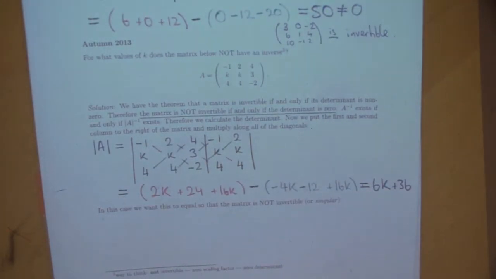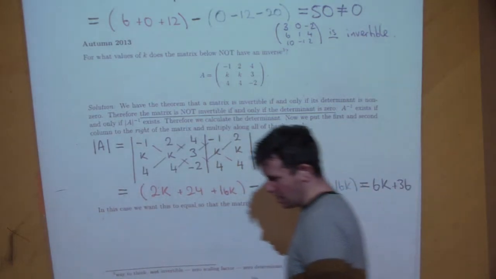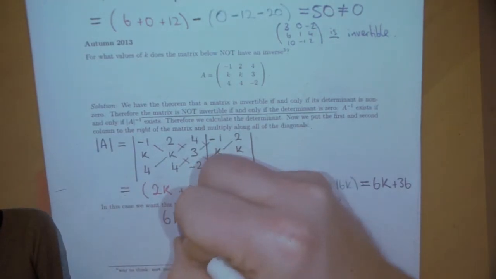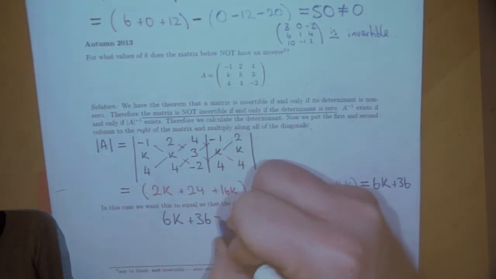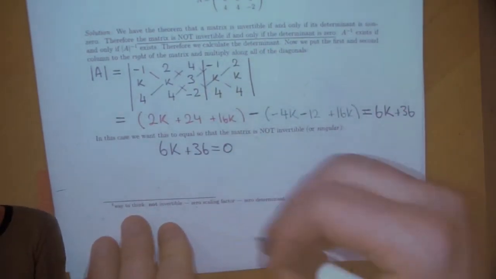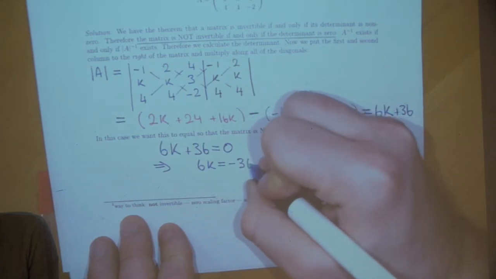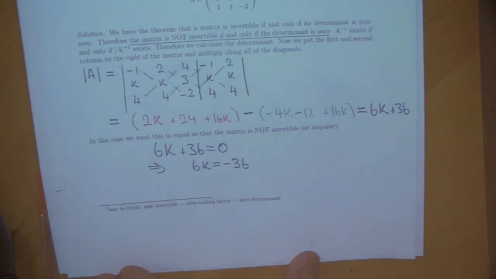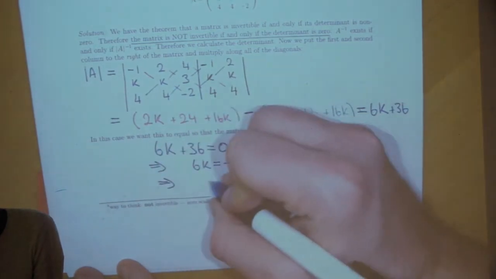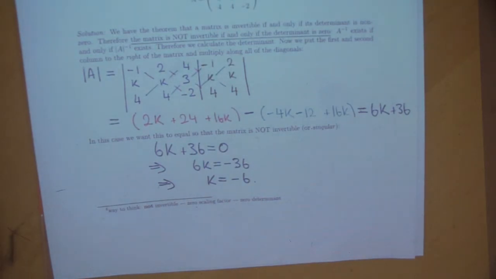The determinant of this matrix is 6k plus 36, and if we want this to be not invertible, this has to equal 0. This is what I mean by, if I examine this, you end up with an easier kind of job. Take the 36 away from both sides. Divide both sides by 6. So just when k is equal to minus 6, it's not invertible. Every other value of k, it's invertible.